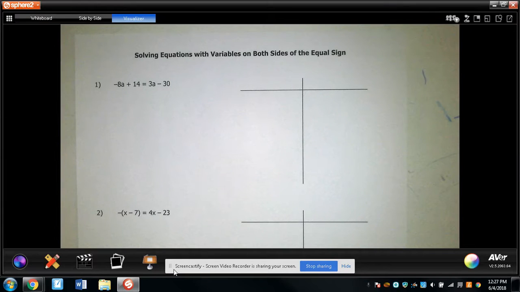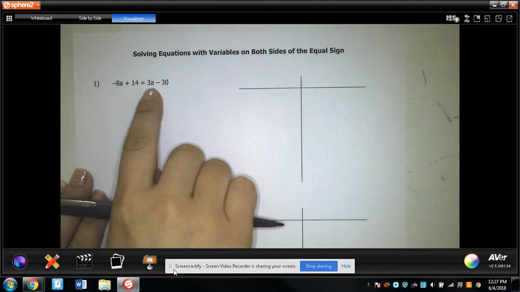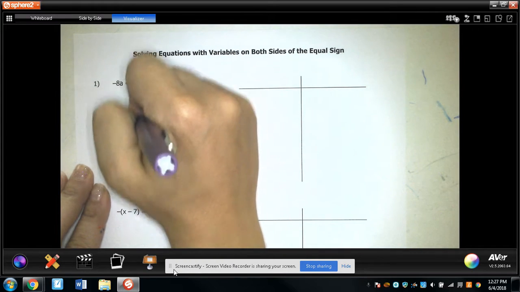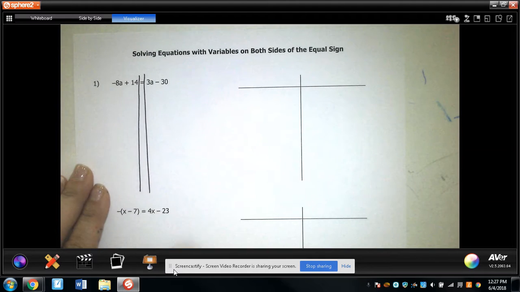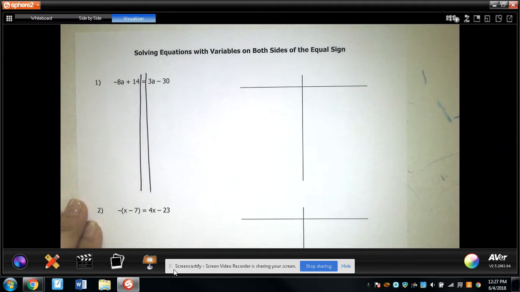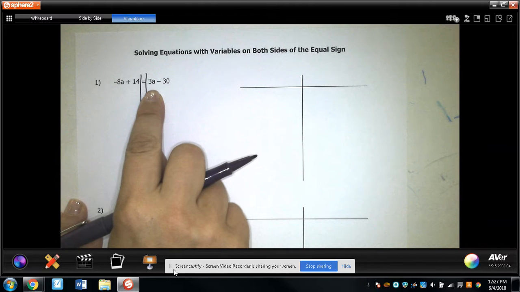In this video, I'm going to go over how to solve equations that have variables on either side of the equal sign. So I'm going to start with this equation here, negative 8a plus 14 equals 3a minus 30. And I'm going to split the equation down the equal sign so I can see the left and the right-hand side of the equation. And I'm going to notice that there's a negative 8a on the left-hand side and a positive 3a on the right-hand side.